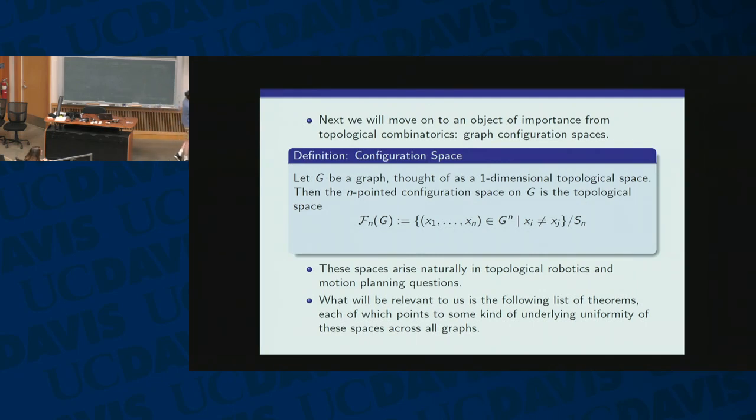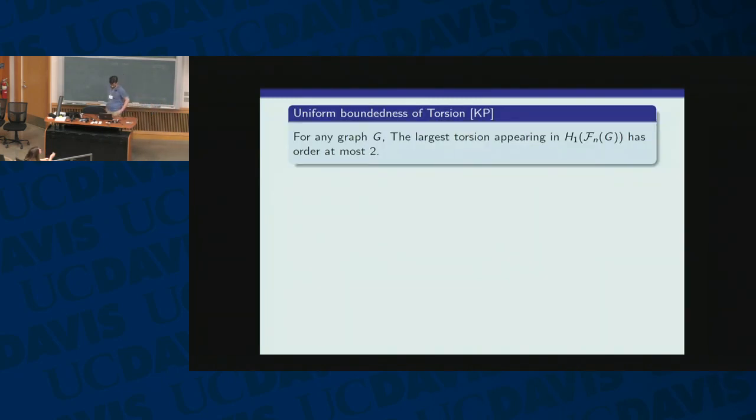Okay, so what is going to be relevant to us is the following list of theorems, each of which points to some kind of underlying uniformity across all graphs. So let's start with the first one: uniform boundedness of torsion. This is by Ko and Park. For any graph G, the largest torsion appearing in H_1 of the configuration space F_n, for any n, has order at most 2. So across all graphs, no matter how many points I'm configuring, if I look at H_1, the torsion has order at most 2.